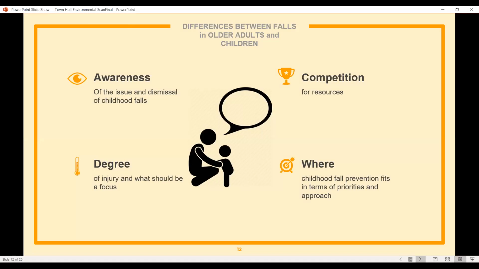One of the findings was that there are definite differences between falls in older adults and children. Not that this is a surprise to anybody, but the main issues that came up were that the awareness of fall prevention in older adults versus children is not the same. In some cases, it's almost dismissed for children. Why? Because it is often said, well, we do expect children to fall. This is part of their development. So it's not necessarily a focus as much. And the other part was, well, given that, should we focus on the degree of injury?